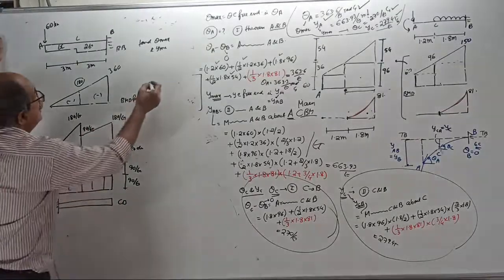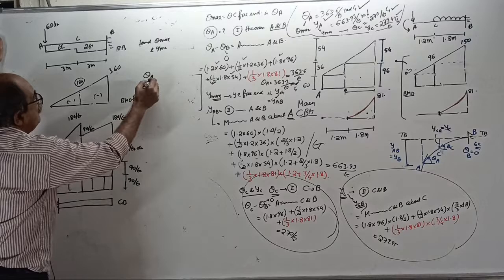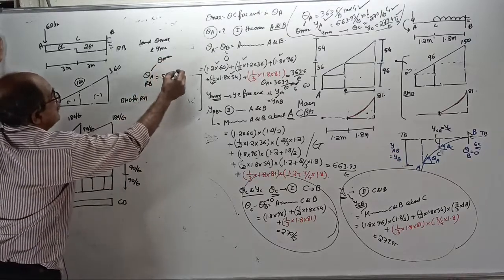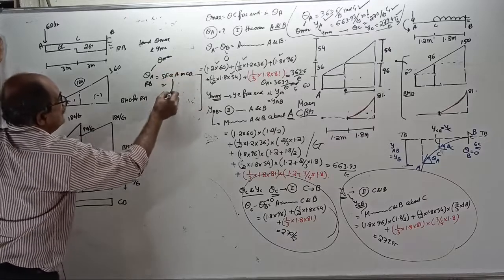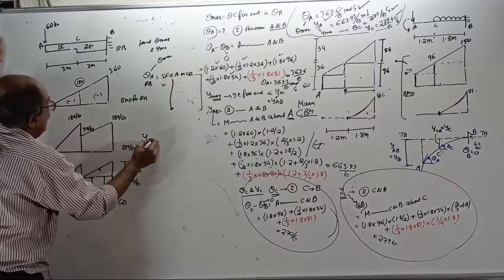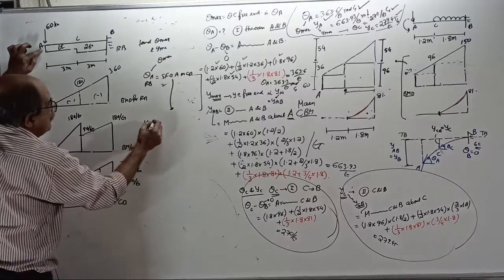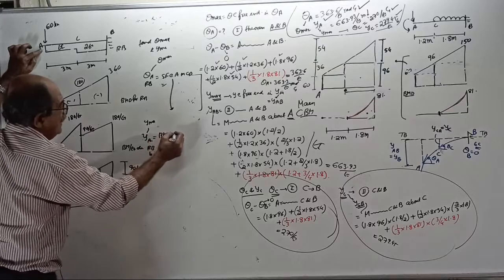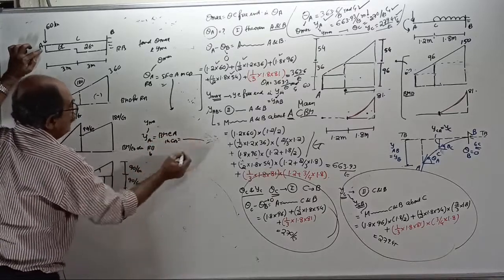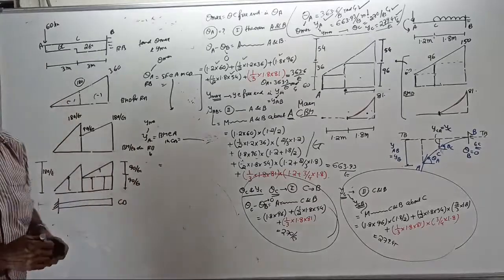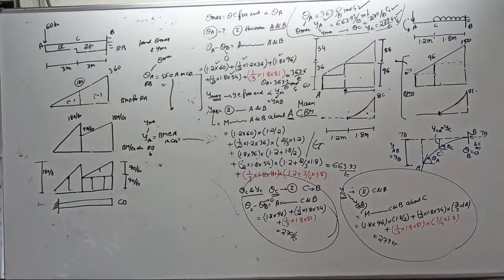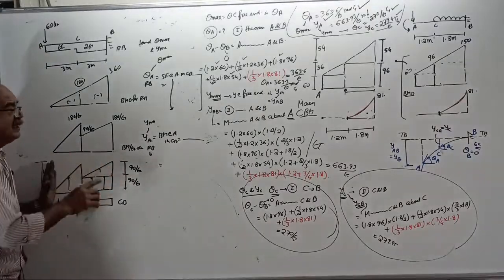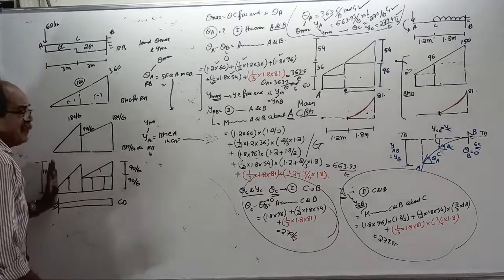Now, slope at A in the real beam, which is your theta max, equals the shear force at A in the conjugate beam. Get the answer. Deflection at A, which is nothing but your y maximum in the real beam, downward, equals the bending moment at A in the conjugate beam. Calculate. Slope here is shear force here, with this full loading. Deflection here is bending moment here.